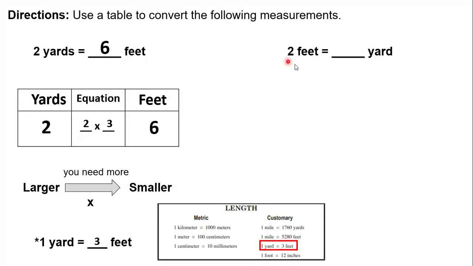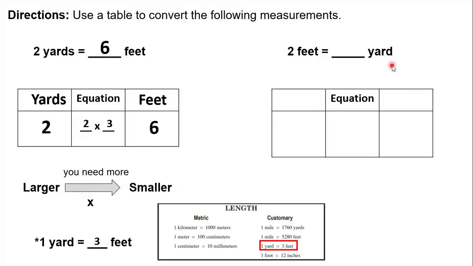Say we have 2 feet. We want to figure out how many yards that is. So we'll create an input-output table. This time we're starting with feet, so the input will be feet, and we're ending in yards, so the output will be yards. We already know that 1 yard is equal to 3 feet, so we can use that information to help us here. We're starting with 2 feet.